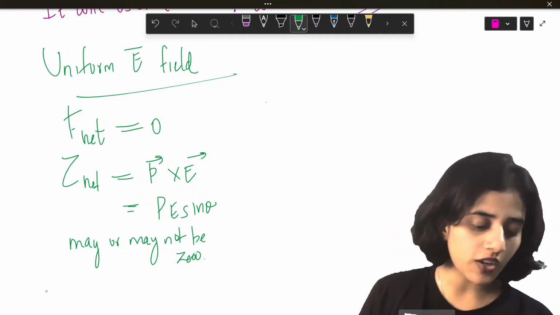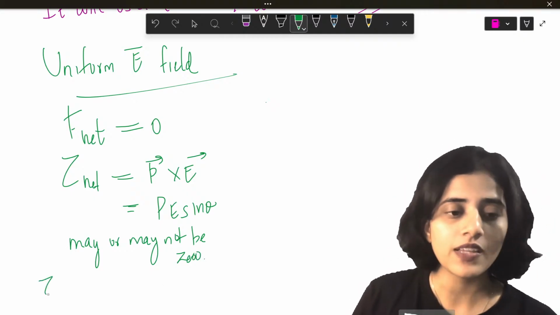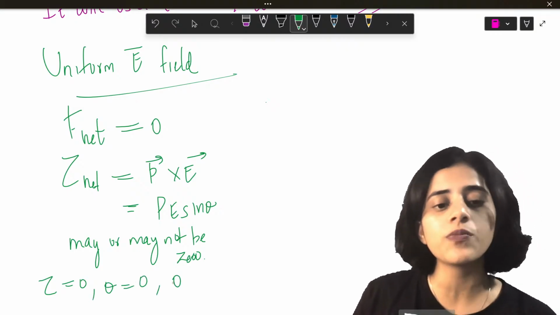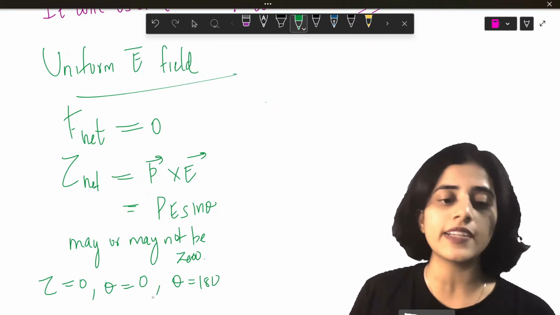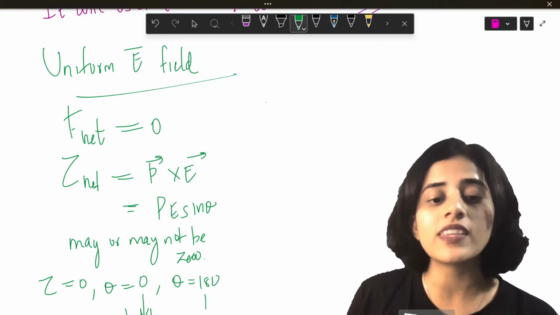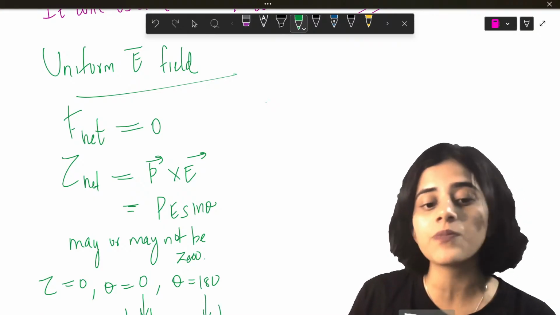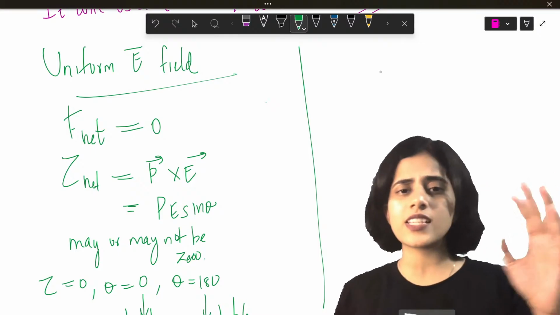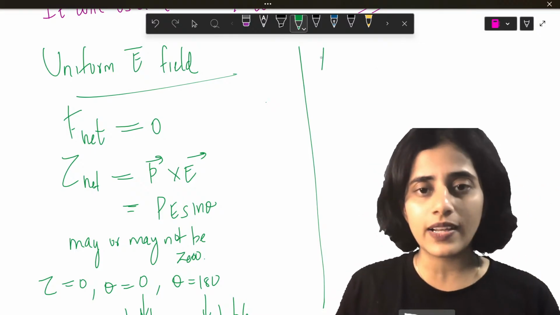So torque is zero if theta is equal to 0, or theta could also be 180. When theta is equal to 0, it is stable. When theta is equal to 180, it is unstable. Students, are you hearing a noise? I'm really sorry. I'll just finish it very quickly.